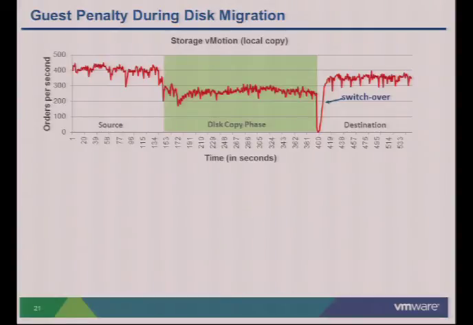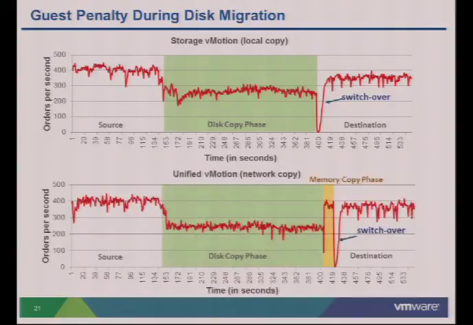Because this guest workload is disk IO intensive, we can see here that throughput in the guest actually dropped to about 250 orders per second. This lasts about 250 seconds. Then we start switch over. The switch over typically takes 1 second, and then the guest workload actually dipped to 0, and then recovered from destination to the same throughput.